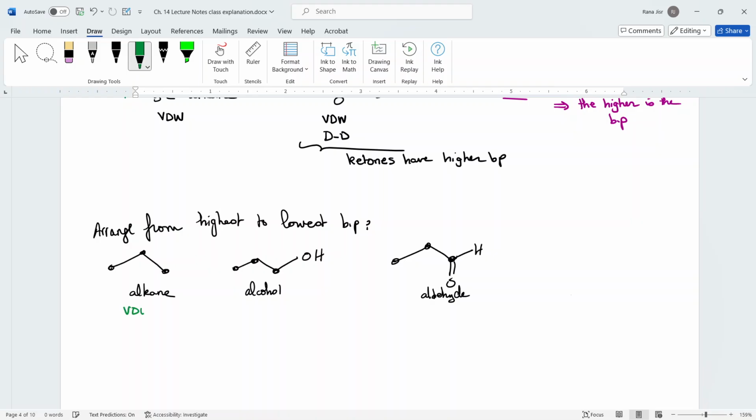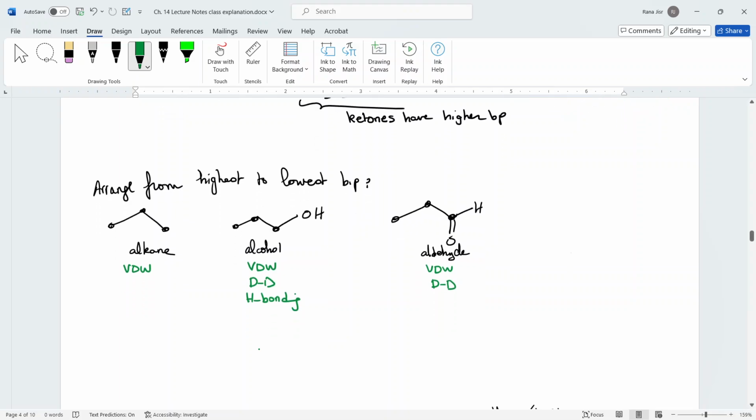So this one has the van der Waals force. This one, we talked about in the previous chapter, has a 3-carbon chain. It does have van der Waals, it does have a dipole, and it has hydrogen bonding as well. So it has all of these 3 intermolecular forces. The more the intermolecular forces, the higher the boiling point. Aldehydes have only van der Waals forces and a dipole. Now we can arrange those from the highest to the lowest boiling point.